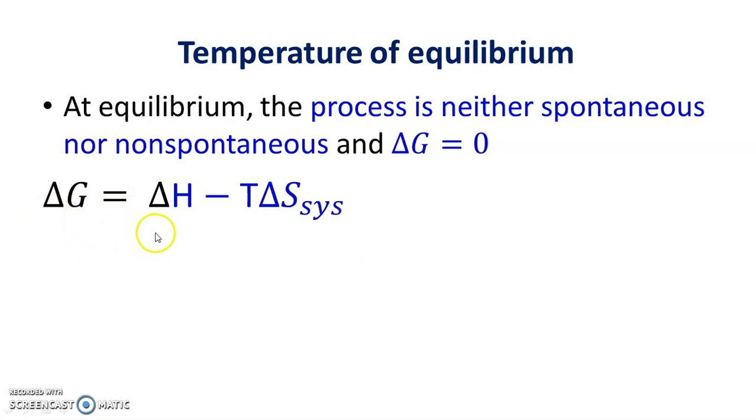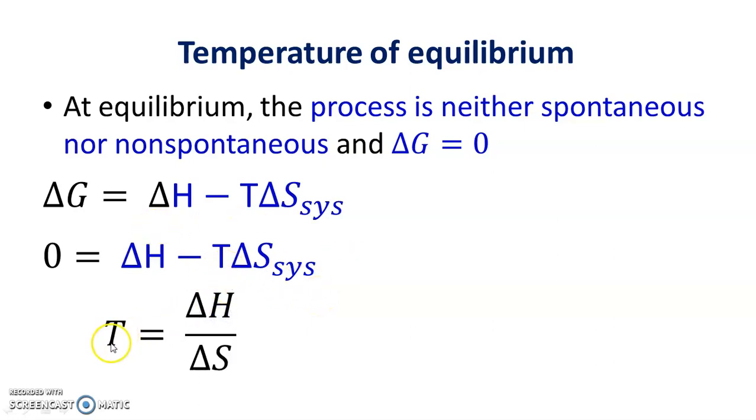Now delta G is equal to delta H minus T delta S system, where delta G is the change in Gibbs energy, delta H is the enthalpy change, T is absolute temperature, and delta S system is the entropy change for the system. Now at equilibrium delta G is equal to 0 and therefore 0 is equal to delta H minus T delta S system. By rearranging the terms, we can write T is equal to delta H upon delta S.